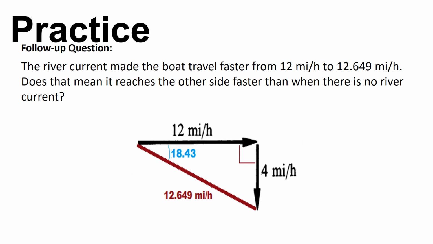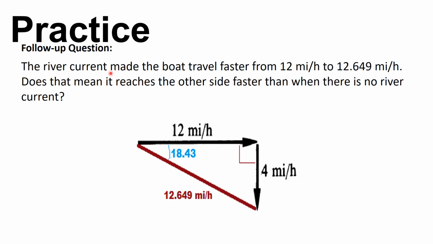So our final answer, the resultant speed of the boat is 12.649 miles per hour, or approximately 13 miles per hour, with a course of 108.43 degrees. True course. Now, follow-up question.